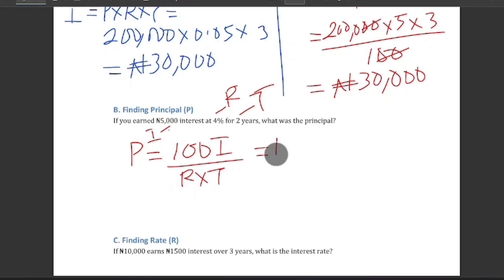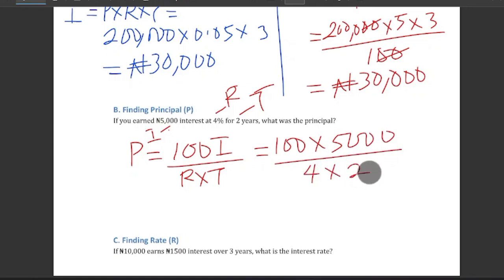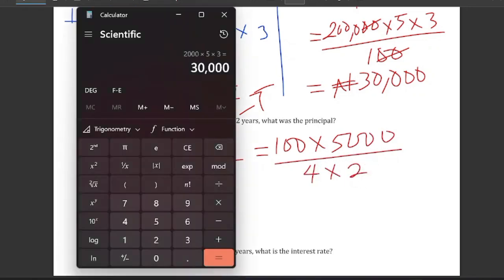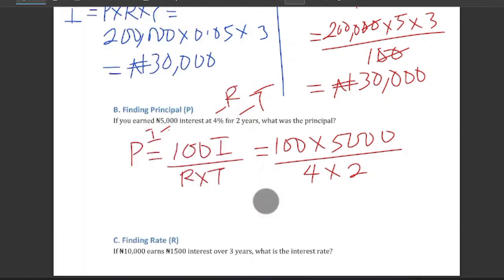So 100 times the 5,000, which is the interest, divided by the rate, which is 4, and the time, which is 2 years. So we just divide here. We use our calculator. 100 times 5,000 equals 500,000.